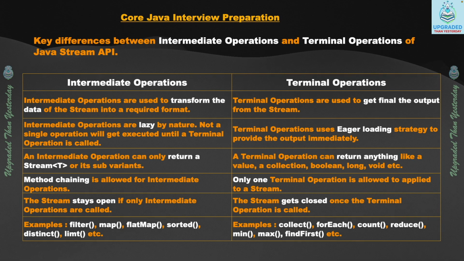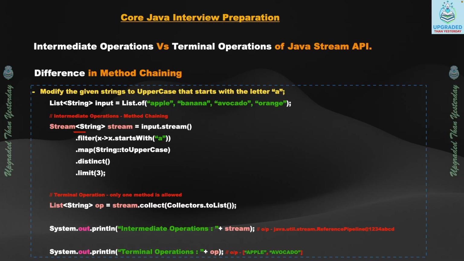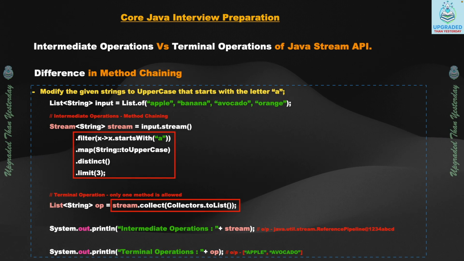Fourth difference, the intermediate operation supports method chaining. Multiple intermediate operations are allowed to be chained together to transform the data, whereas only one terminal operation is allowed to apply to a stream. Look at the code. There are four intermediate operations, filter, map, distinct, limit, chained together to transform the data, whereas only one terminal operation, collect, is allowed to call to get the final output.